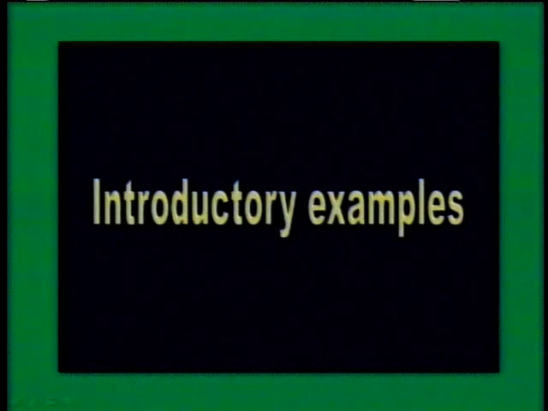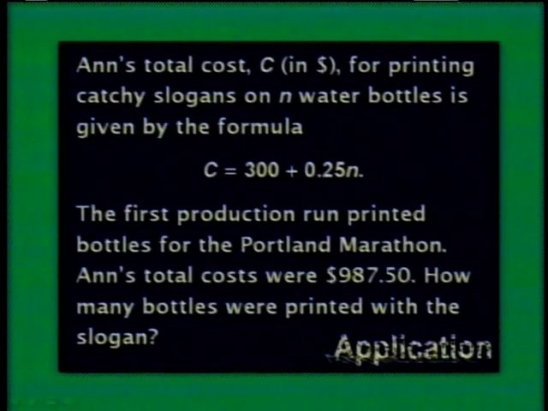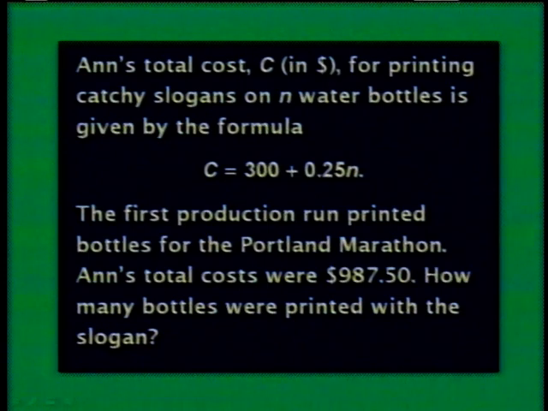So let's start with some introductory examples. Anne's total cost, C, measured in dollars, for printing catchy slogans on N water bottles is given by the formula C equals 300 plus 0.25 N. The first production run printed bottles for the Portland Marathon. Anne's total costs were $987.50. How many bottles were printed with the slogan?